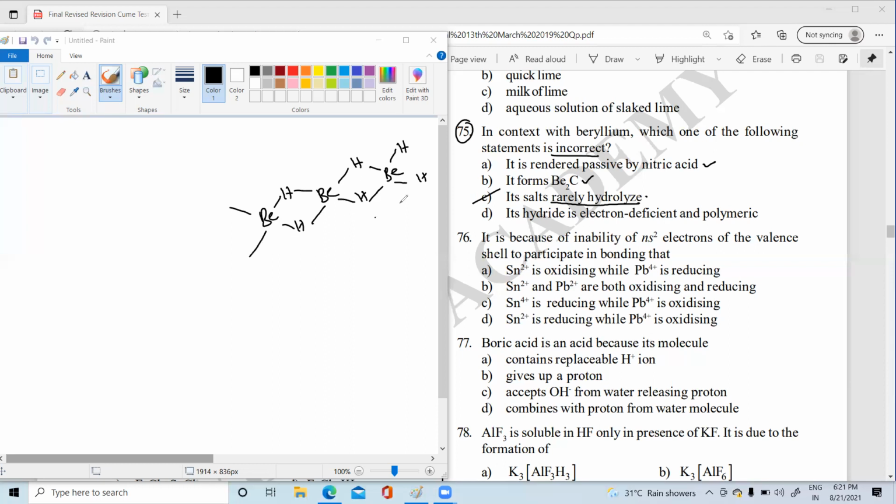Polymeric structure, and it is electron deficient only. So this is a correct statement. So what they are asking, the incorrect statement, is C. Next, question number 76, students.